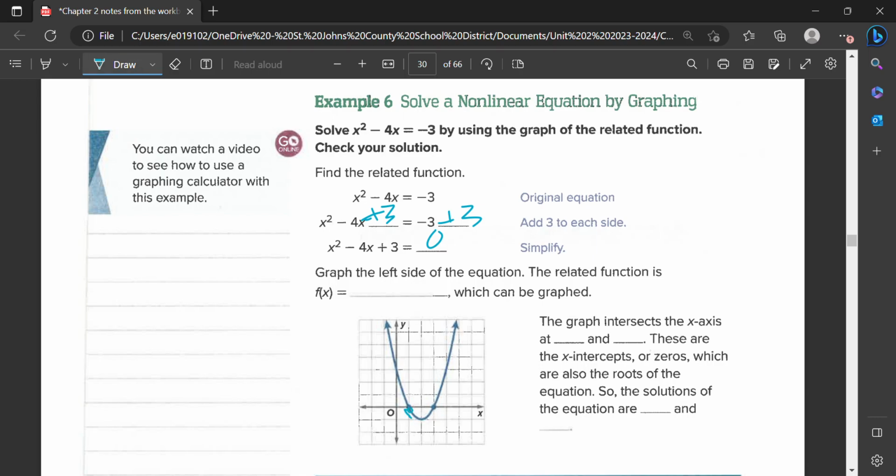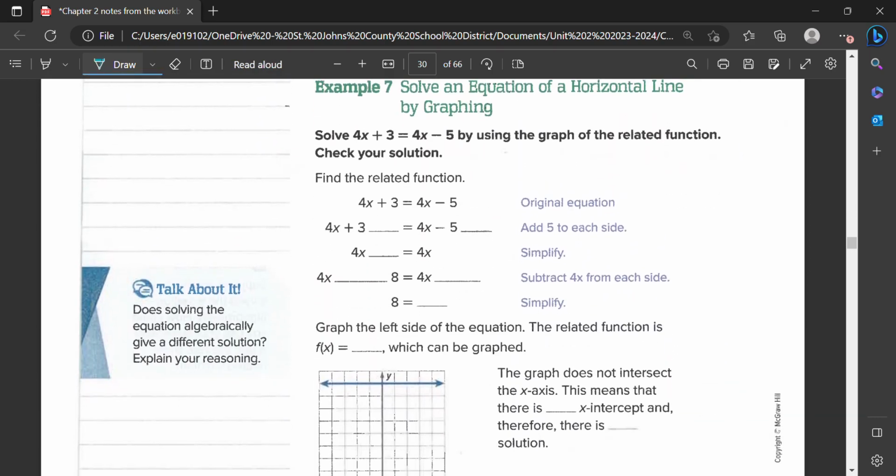But just looking at the graph, you can see that there's 2 x-intercepts. One's at 1 and one's at 3. So the equation has 2 solutions, which are 1 and 3. Okay?